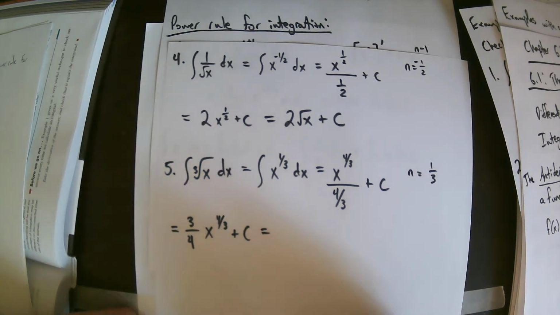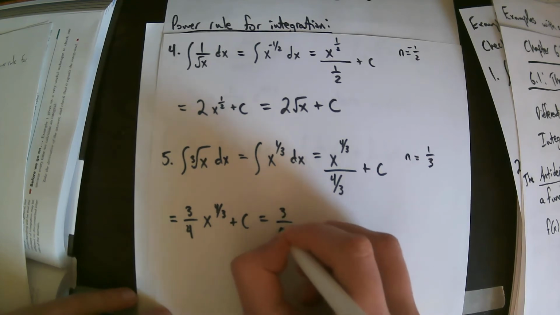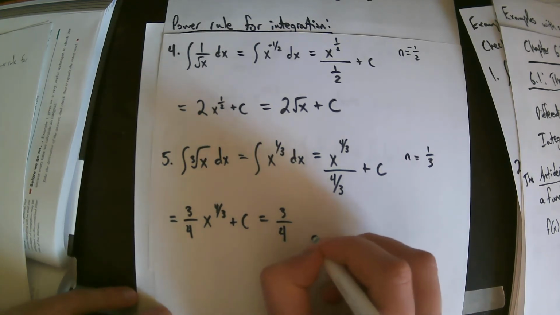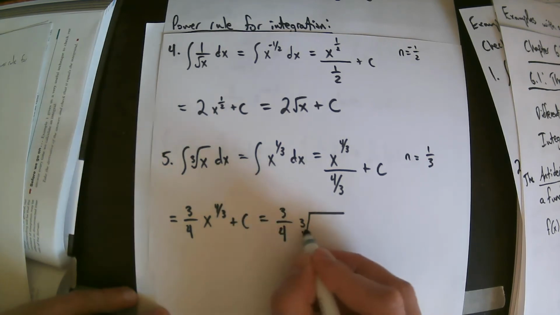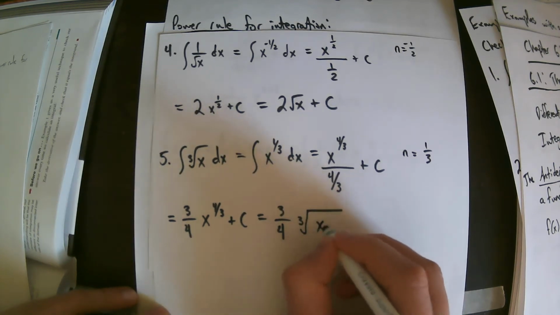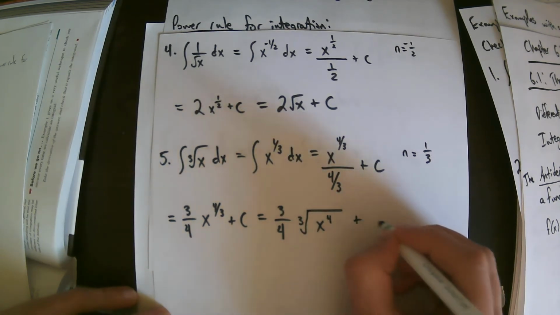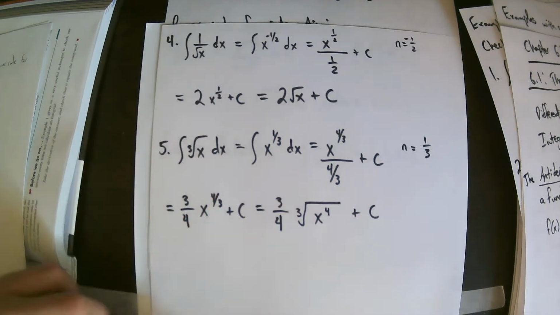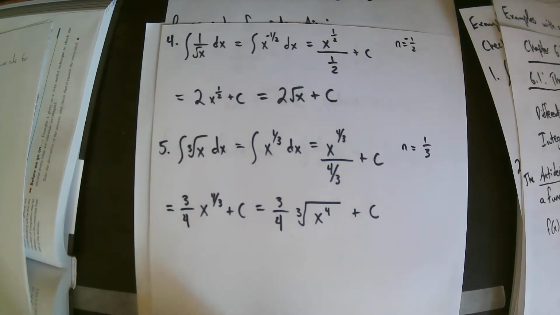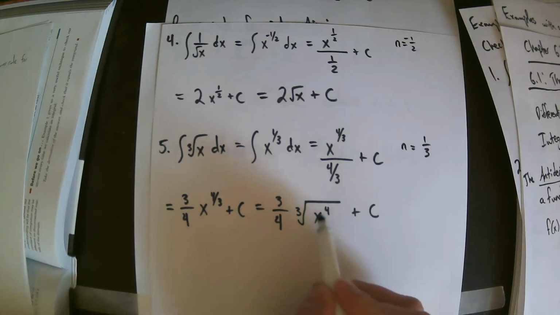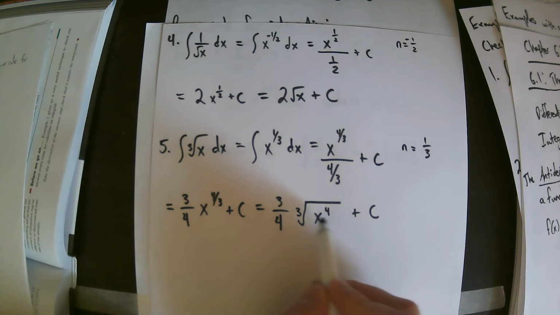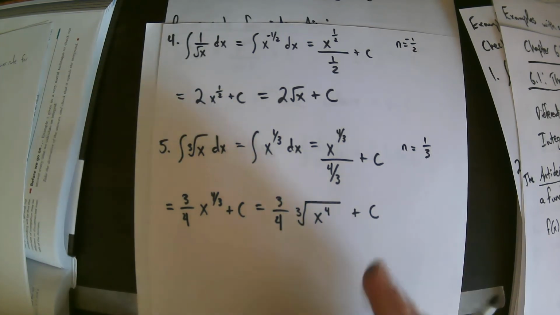And I can write that back in radical form. 3/4 times the cube root, because the denominator of this exponent should match the index of the root, and underneath should be x to the fourth, and then my plus c out here. And yes, this can be simplified if this 4 under here is triggering your pre-calculus, you want to pull one x out of this. That's possible, but you don't need to worry about it.